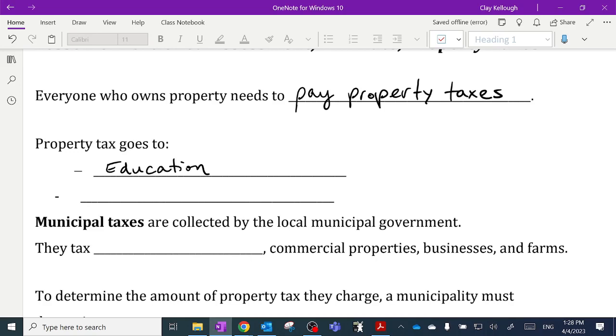What other things do property taxes pay for? They pay for your municipal government. And I just misspelled government. Government. There we go.